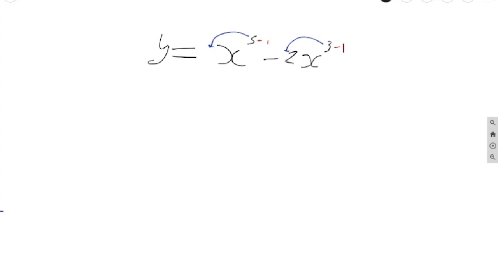So, first things first, our differentiation, dy by dx, equals, well, we have a sneaky 1 up at the top here, 1 times. So 1 times 5 is 5, the x is still there, and 5 minus 1 is 4. We have a minus 2 in front of x, and minus 2 times 3 is minus 6. We put the x in, we minus 1 from the 3, and we get 2. And we're done. That's all there is to it.